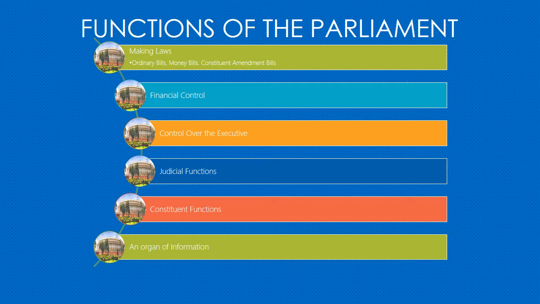The bill can be broadly categorized as ordinary bills, money bills, and constitutional amendments. Ordinary bills. Ordinary bills are draft proposals for ordinary laws made by the legislative body. It can be introduced in the Lok Sabha or the Rajya Sabha.